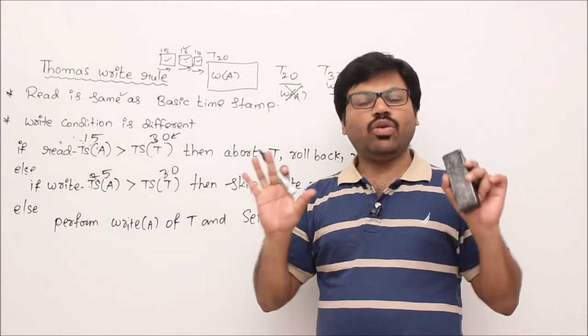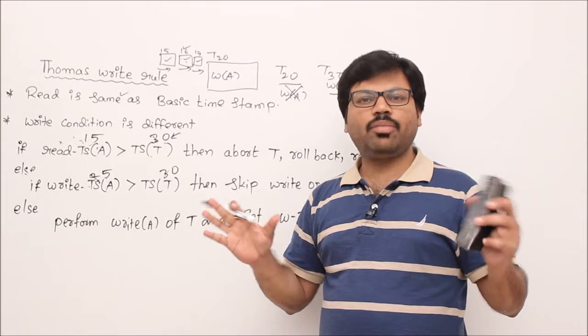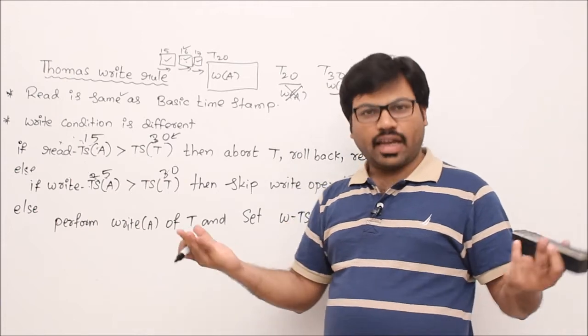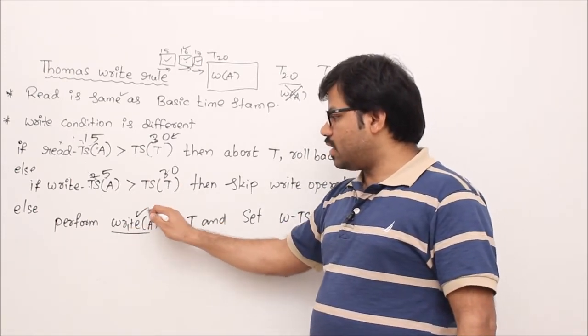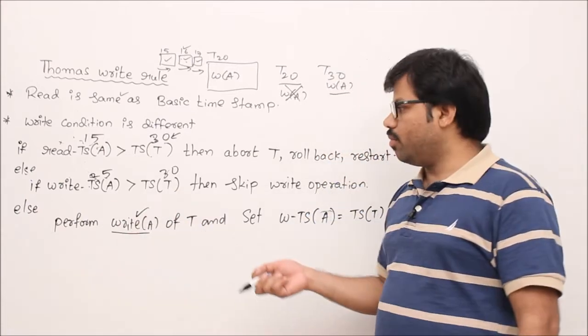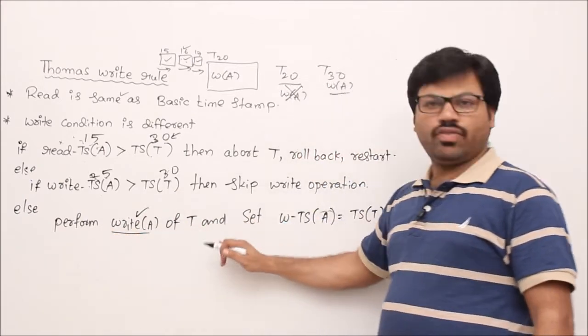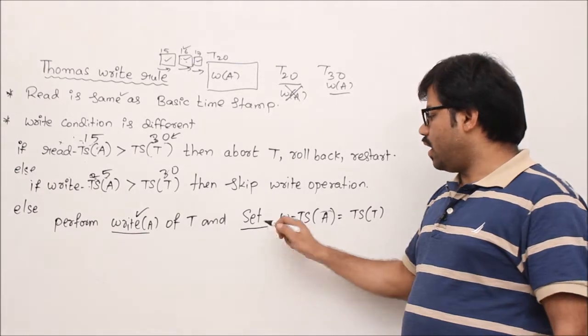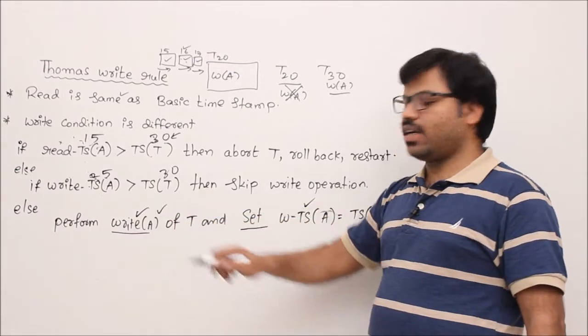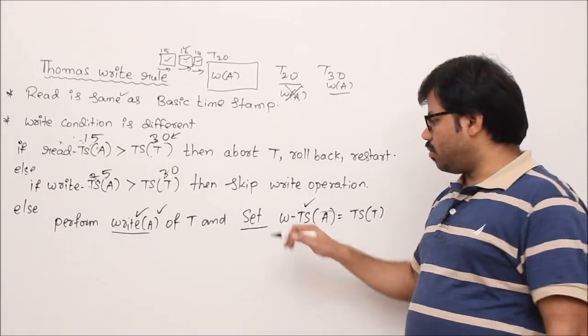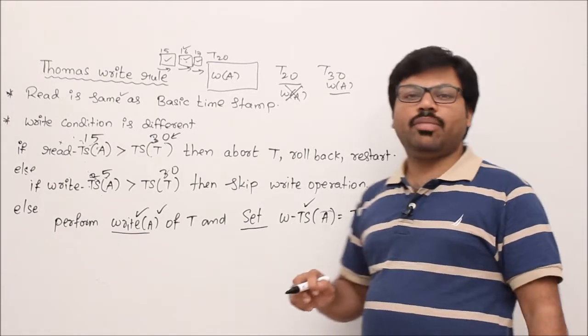That means only older transactions have read and older transactions have written. It's the right order, so I have to perform that operation. That transaction will be writing it, not a problem. So perform that write operation of the transaction and set the write timestamp, because now you are the new writer, right? A successful write should always update the write timestamp. So the write timestamp will be updated by your timestamp.